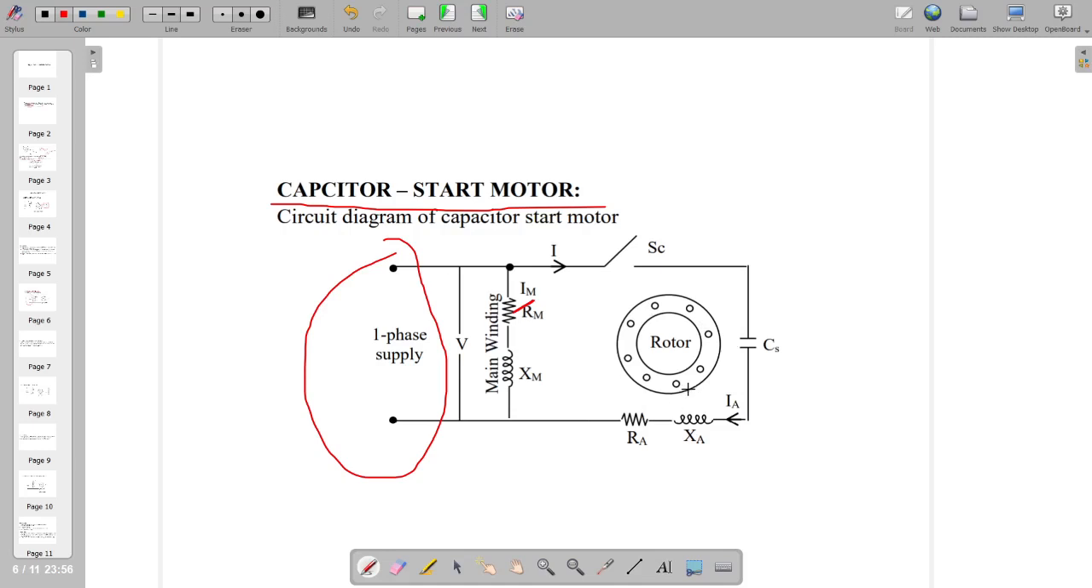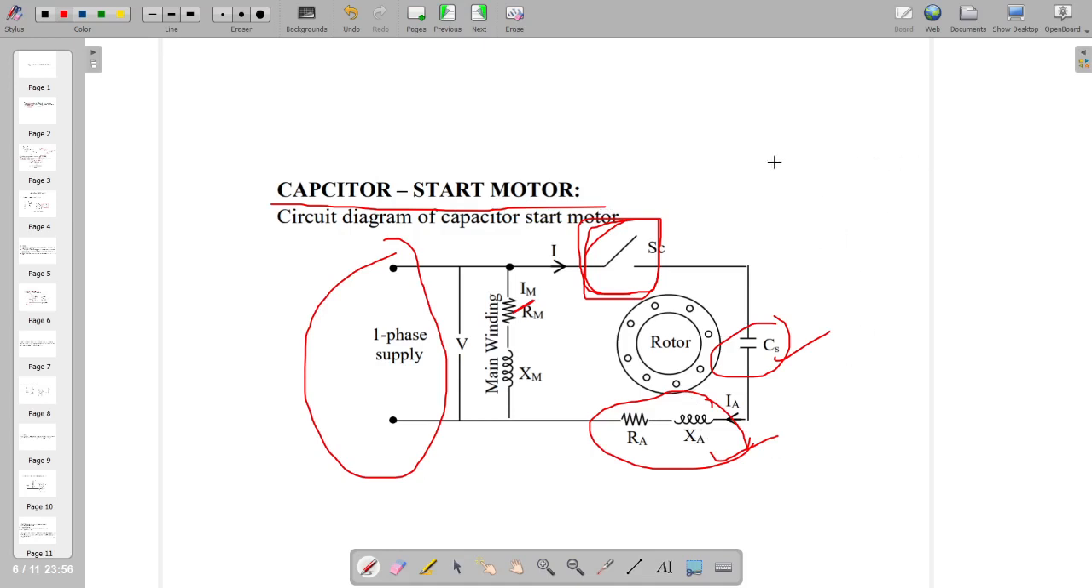As the motor approaches its rated speed, the auxiliary winding and capacitor are disconnected with the help of the centrifugal switch. So this is the centrifugal switch, which is kept on the shaft. Once the motor reaches its rated value, this capacitor and auxiliary winding are disconnected automatically by the centrifugal switch. The motor is named so because it uses the capacitor only for the purpose of starting. That's why it's called a capacitor start induction motor.